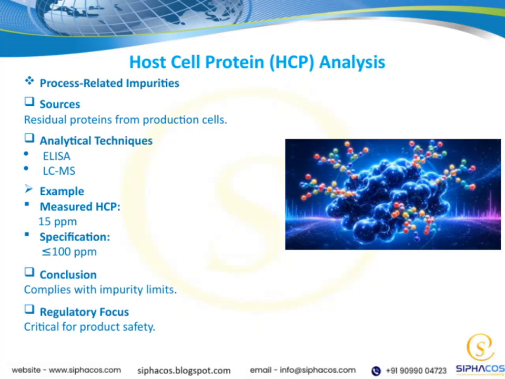Let's talk about host cell protein analysis, a key part of ensuring product safety. These proteins come from the cells used during production, and they're considered impurities we need to control. We use techniques like ELISA and LC-MS to measure them accurately. For example, if we find 15 parts per million, and the limit is 100, we're well within the safe range. This analysis is critical because regulators focus heavily on these impurities to protect patients.